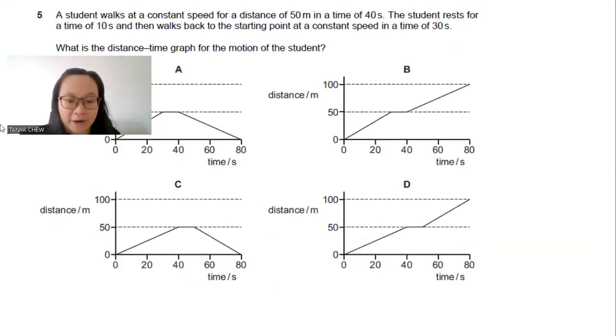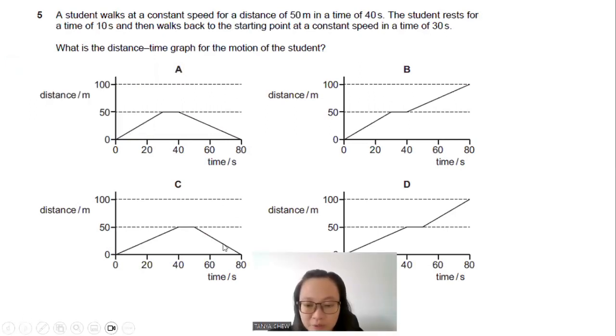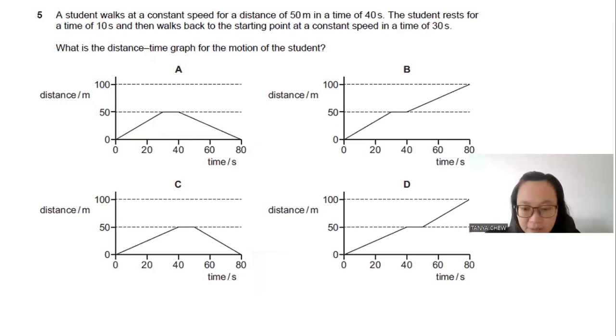Question number 5. A student walks at a constant speed for a distance of 50 meters in a time of 40 seconds. And the student rests for a time of 10 seconds and then walks back to the starting point at a constant speed in a time of 30 seconds. What is the distance time graph for the motion of the student?